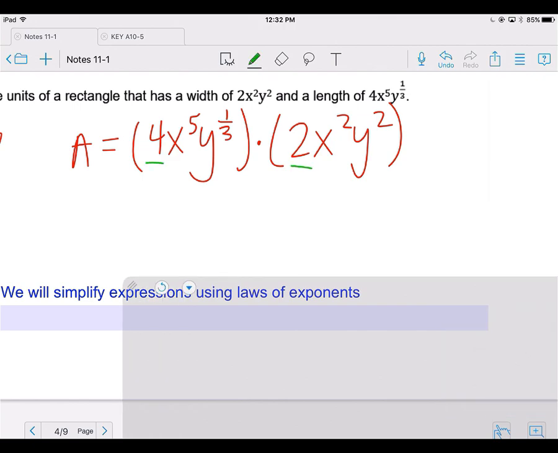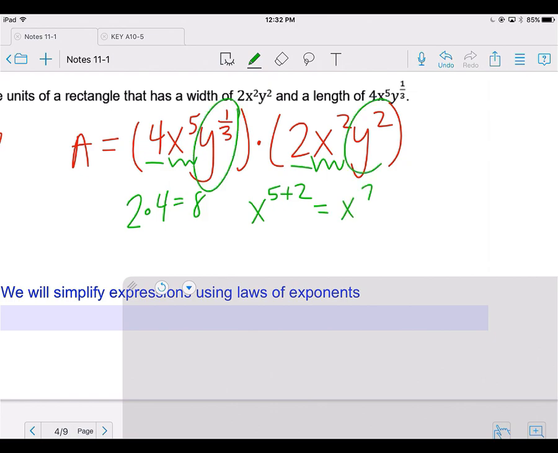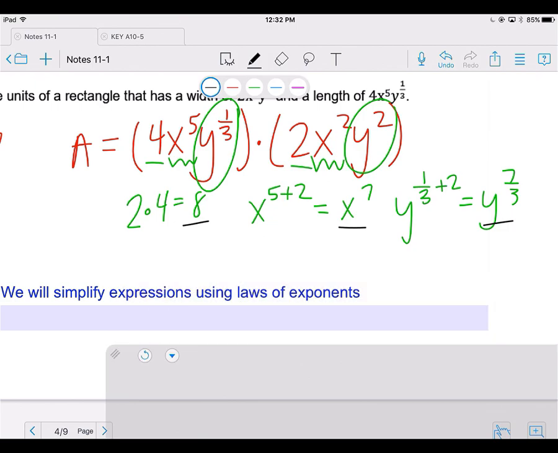So I multiply big numbers. 4 times 2 is 8. x to the 5 plus 2 is 7. y to the 1/3 plus 2 is 7/3. Put all those answers back together for my final answer of 8x^7y^(7/3).